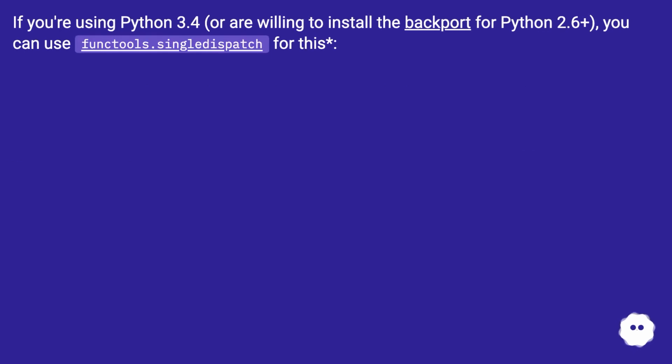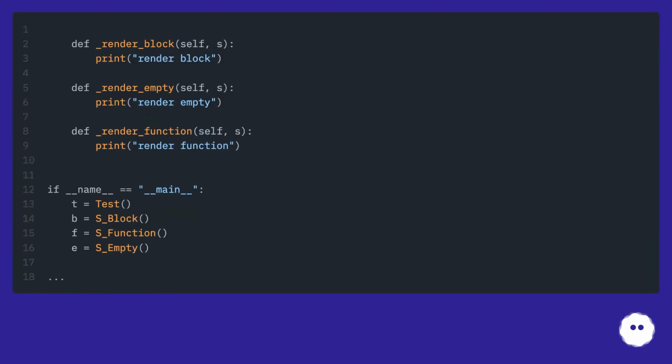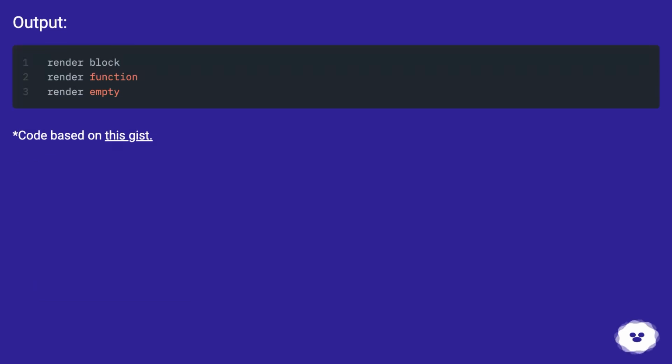If you're using Python 3.4, or are willing to install the backport for Python 2.6+, you can use functools.singledispatch for this. Output. Code based on this gist.